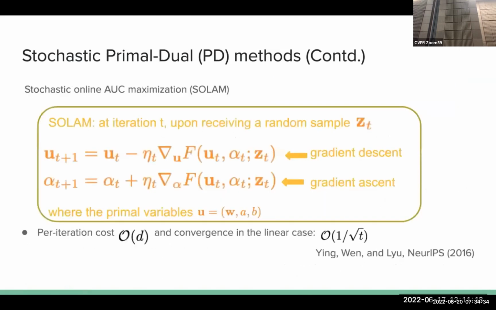Based on this min-max formulation, we can propose a stochastic online AUC maximization algorithm, which is basically a stochastic primal-dual algorithm. To be more precise, for this algorithm, SOLAM, at iteration t, whenever you see a random example Z_t, you compute the gradient at this data point and perform gradient descent for the primal variable u, where u is (w, a, b). For the dual variable alpha, you do maximization, so you use gradient ascent here. Eta_t is the step size. The per-iteration cost now becomes computing just the gradient information on one data point. And we can show the convergence rate in the linear case is 1 over square root of t.